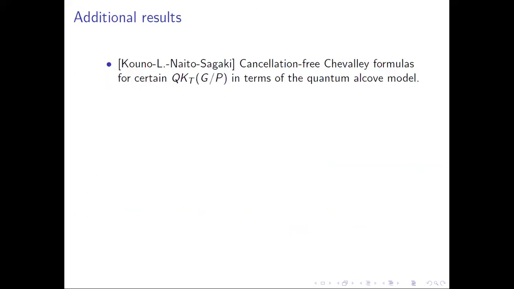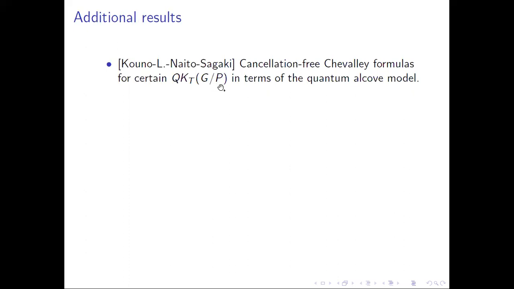So I'll end with some additional results. We have several additional results. So with Kouno and Naito-Sagaki, we also looked at quantum K theory of partial flag manifolds. So this is usually the opposite way of going. Usually formulas for partial flag manifolds are easier to obtain, and then you go to the full flag manifold.